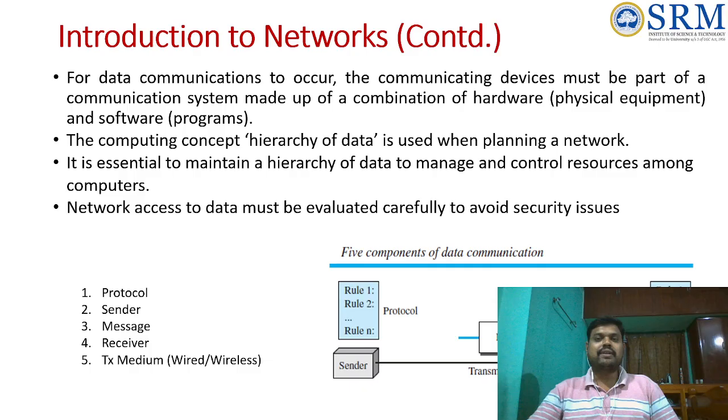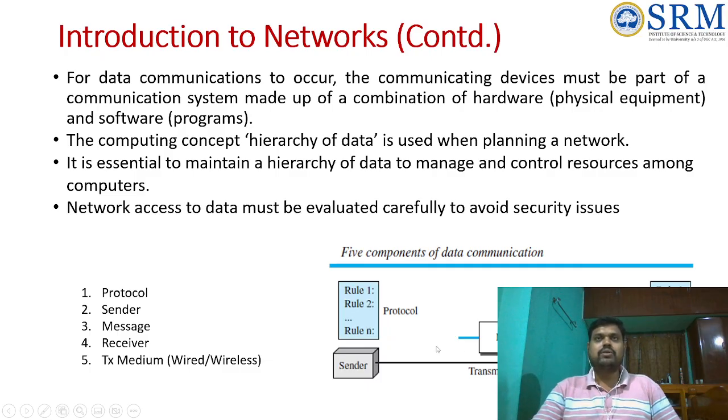Similarly, for data communications to happen, we need some basic components, right? So there are 5 basic components required for any type of data communication. They are protocol, sender, message, receiver, and the transmission medium. So as you can see here, sender and receiver are the devices, right? The transmission medium is the wired medium or wireless medium which will connect both the sender and receiver.